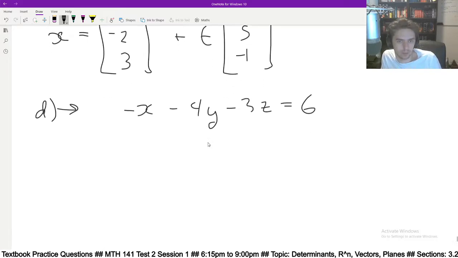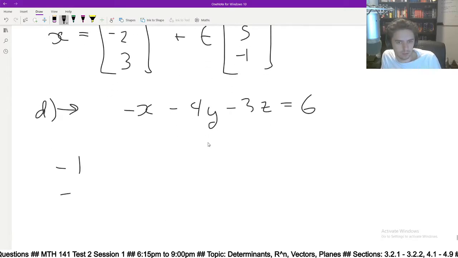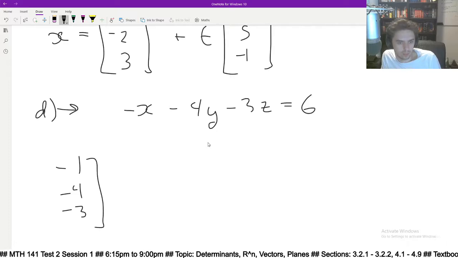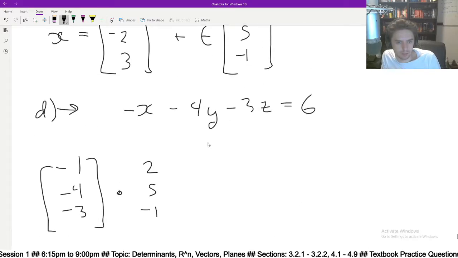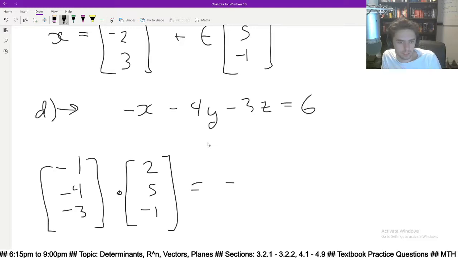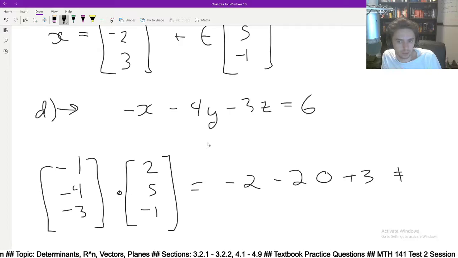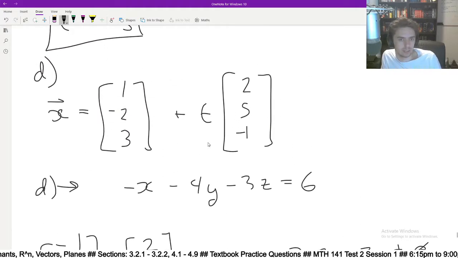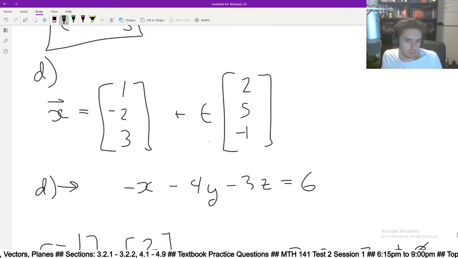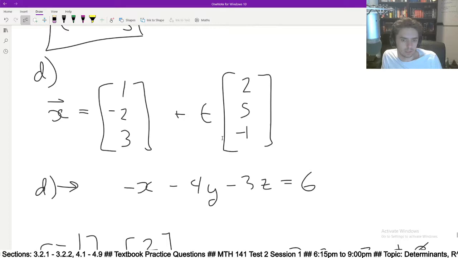Now, of course, they're not going to do it to us again, but let's just check. Let's check the dot product of the normal with the direction vector, (2, 5, -1). So that's going to be negative 2 minus 20 plus 3, which is not equal to 0. Okay, so that means there's one solution. So what is that one solution?